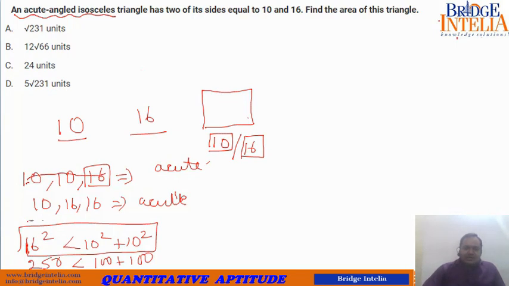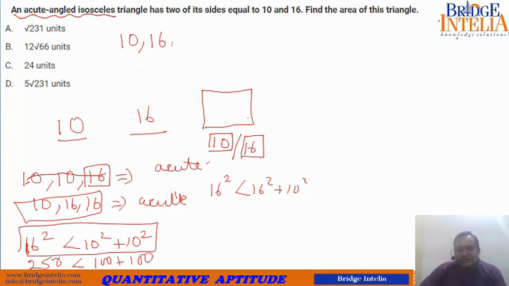So let's verify the other one. Is this valid? So of course this is valid. So the third side of the triangle, in order to keep the triangle acute-angled, has to be 16. So you have concluded that these are the values of the three sides of the triangle.